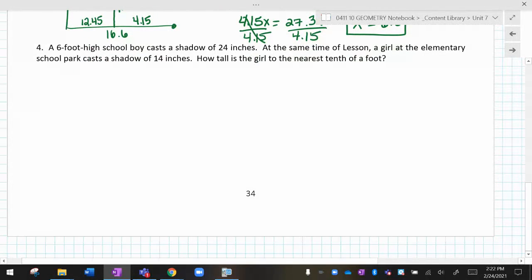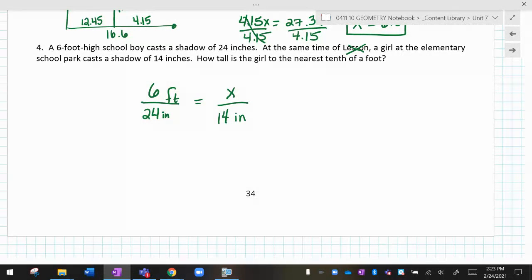A 6-foot-tall boy casts a shadow that's 24 inches. At the same time, why does it say at the same time of lesson? At the same time, a girl at the elementary school casts a shadow of 14 inches. How tall is the girl? Well, if a 6-foot-tall boy casts a 24-inch shadow, at the same time a girl at the elementary school has a 14-inch shadow. Now the question here is, do I have to change my units for this to work? And the answer is no, I do not.